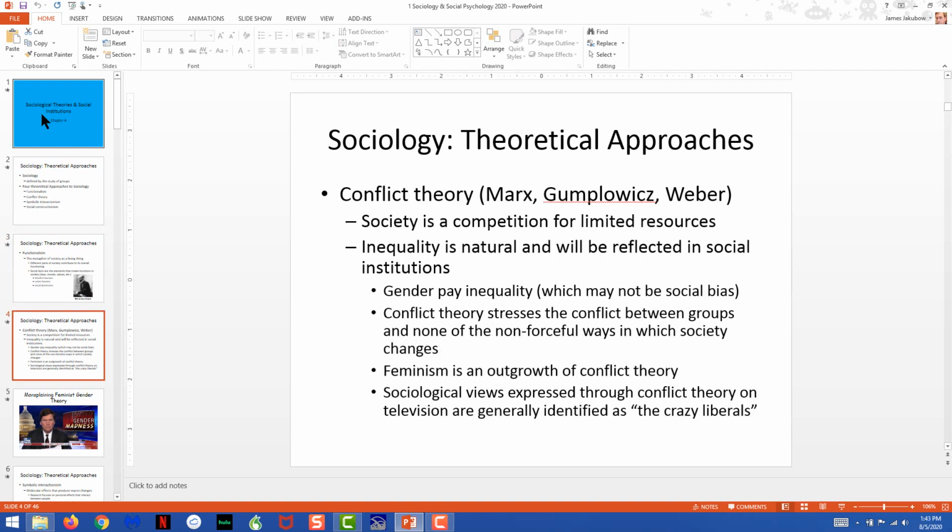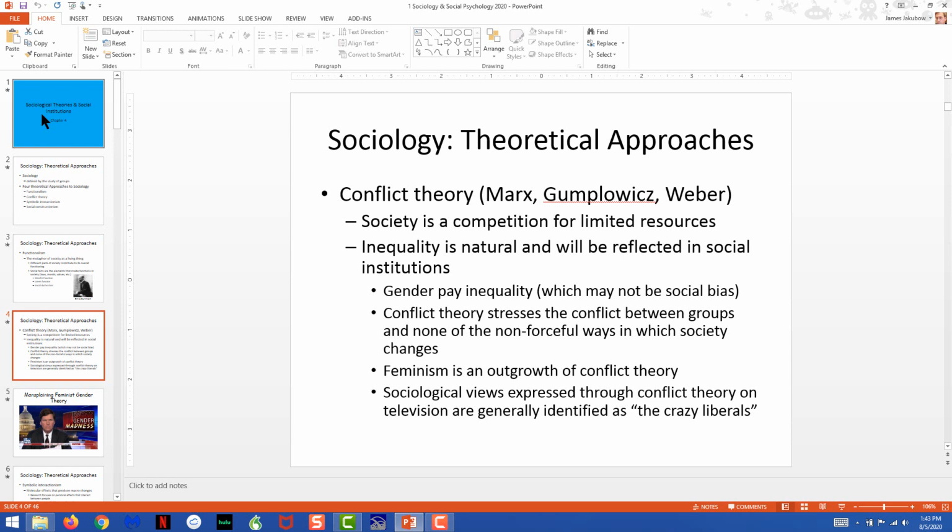The second theoretical approach is conflict theory. Now, you probably are familiar with conflict theory and don't even realize it. It was a theory over time developed between three people, Marx, Gumplowitz, and Weber. And Marx is Karl Marx, the founder or developer of communism. And that is going to make a lot more sense to you now, given the way things are presented in national media systems today.